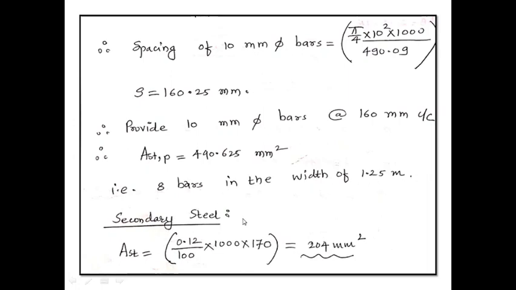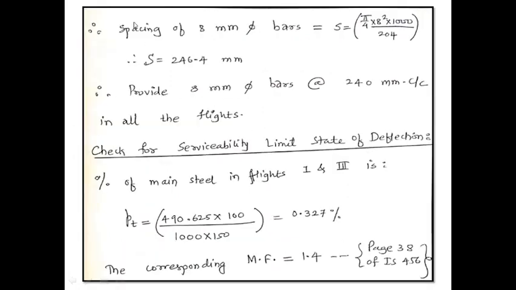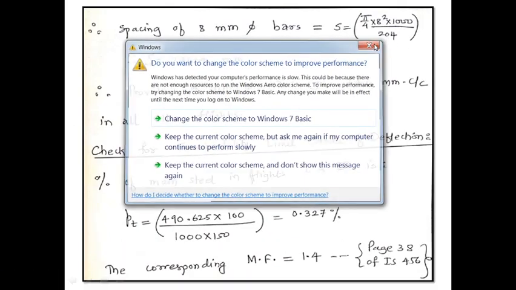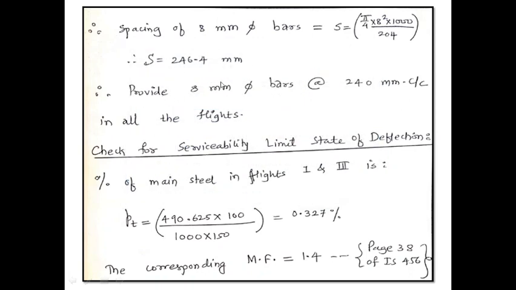Now the secondary steel or the distribution steel, which has to be put perpendicular to the main steel, is the minimum percentage of steel, and we know that for Fe415 the code suggests 0.12% of the gross cross sectional area. Therefore AST minimum or AST distribution is 0.12 upon 100 into 1000, that is b, into overall depth 170, that is 204 mm square, and therefore spacing of 8 mm diameter bars will be 246.4 mm. Therefore we can provide 8 mm diameter bars at 240 mm center to center in all three flights.